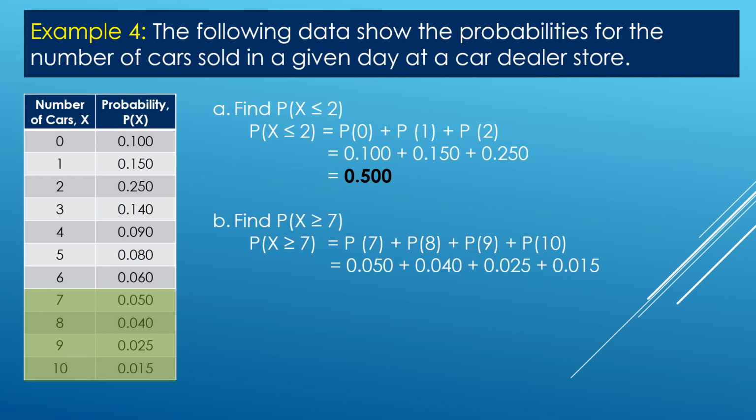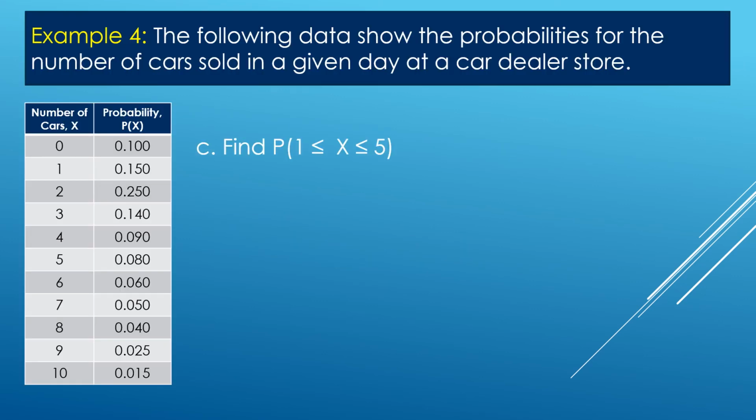of 10. Probability of 7 is 0.50 plus probability of 8 is 0.040 plus probability of 9 is 0.025 plus probability of 10, which is 0.015. So we will get the sum of that would be equal to 0.130. So the probability of random variable x, which is equal to or greater than 7, is equal to 0.130.